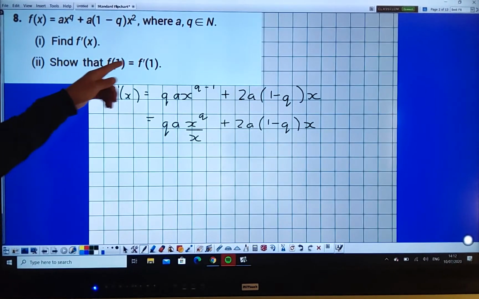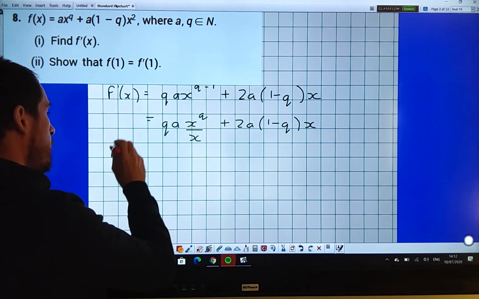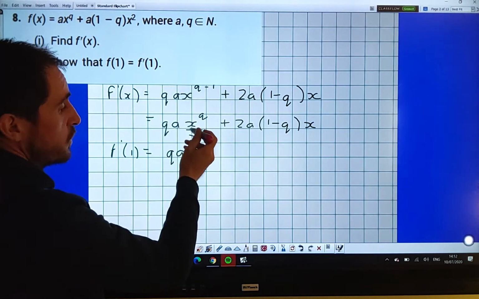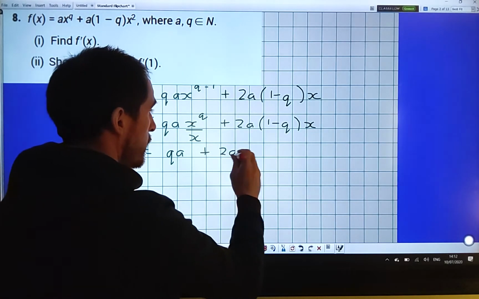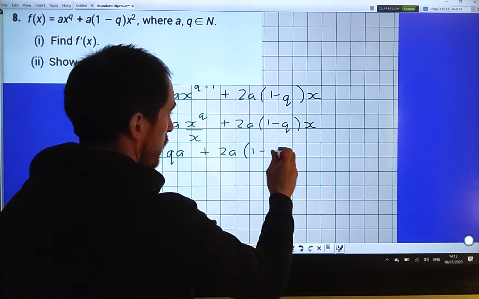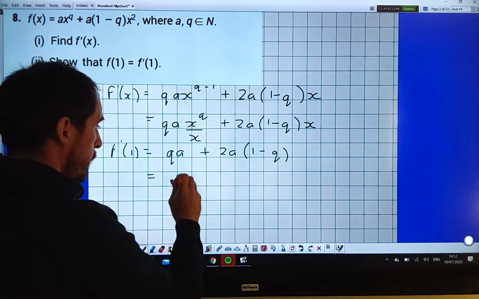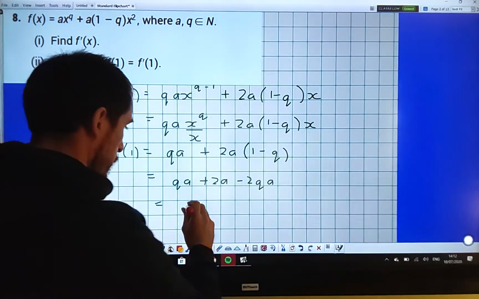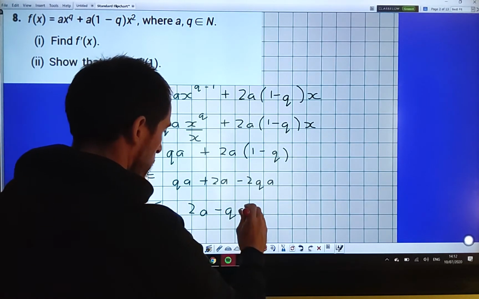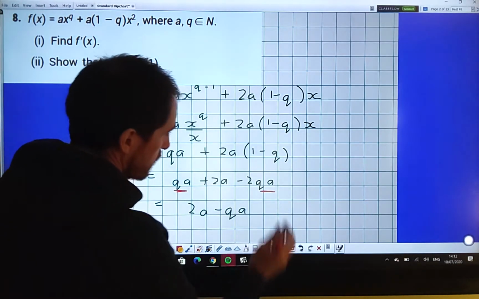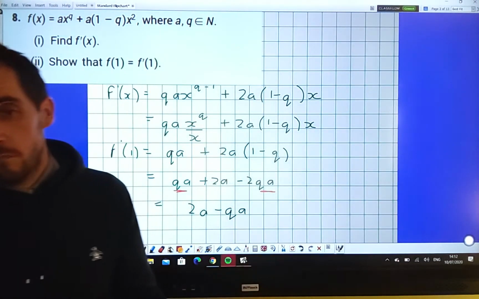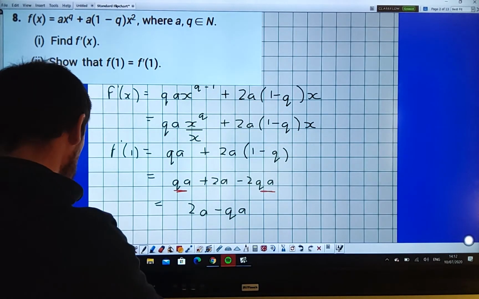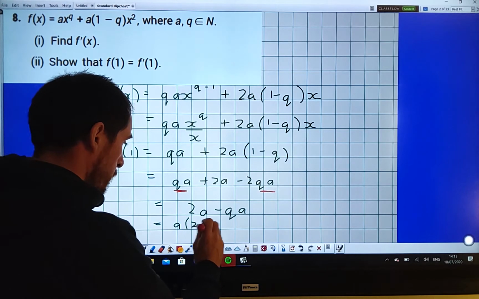Now, it says show that f(1) is equal to f dash 1. So f dash 1, so I'm going to put 1 in instead of x. So that will get me qa. Now, it says here q is a natural number, so that's just going to be 1. So that's qa plus 2a times (1 minus q). So that's equal to qa plus 2a minus 2qa. That gets me 2a minus qa. Because look here, qa and 2qa, you've got two similar things, so qa minus 2qa is minus qa. If you want, then you can factorize that a bit more. So you can say that it's a times (2 minus q).